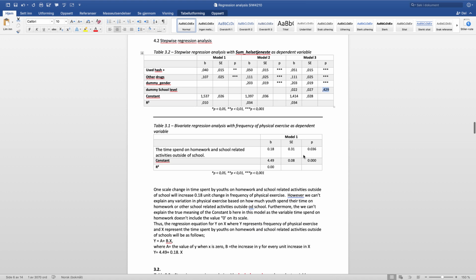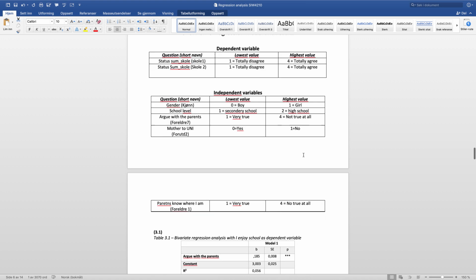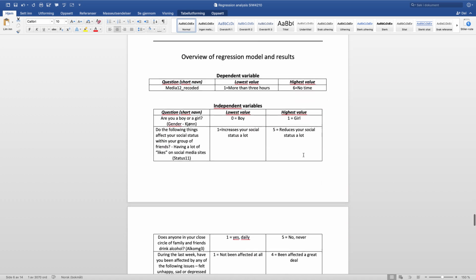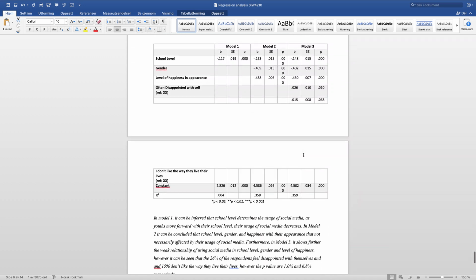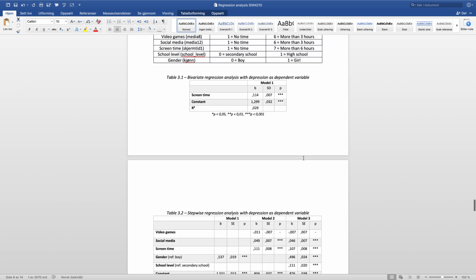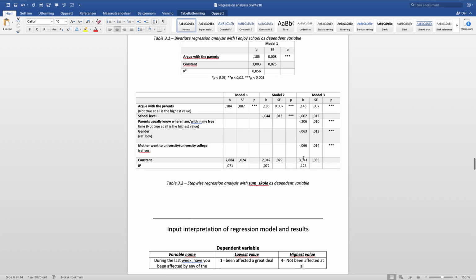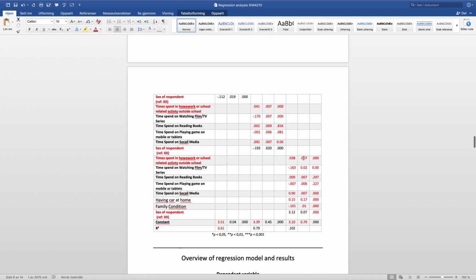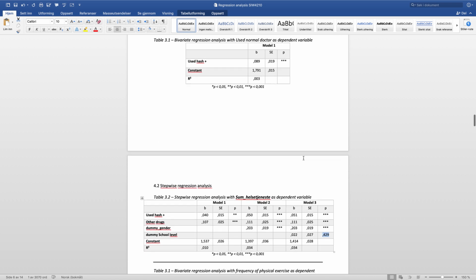Okay, so I'm just going to see how many models more we have left. Well, quite a few actually. I will do this a bit more.